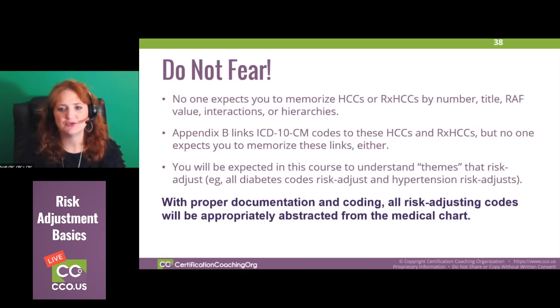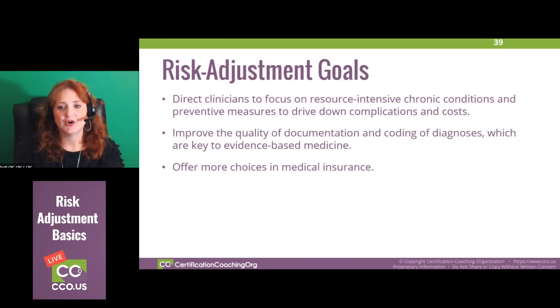But do you have to have them memorized? No, you don't have to know what the RAF score is. It's all there for you. What you do need to know is how to code properly. You need to know chronic conditions, and you need to know things that support the disease process. Those are what you need to know, and understand the difference between poor and proper documentation, and how to read all types of documentation.